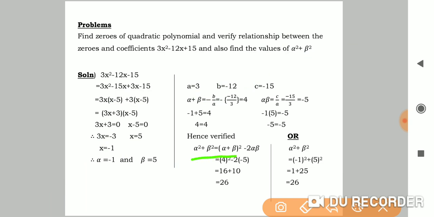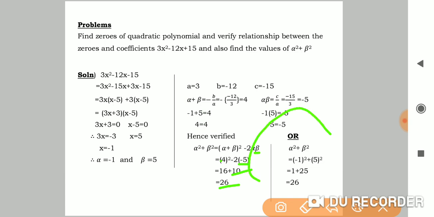Now alpha square plus beta square is equal to alpha plus beta whole square minus 2 alpha beta. Here the alpha plus beta value you have got is 4. So in place of alpha plus beta whole square, we have 4 square minus 2, 2 being a constant here, into alpha into beta. Alpha into beta you have got as minus 5. 4 square is 16, minus into minus is plus, 2 into 5 is 10. So 16 plus 10 is nothing but 26. Therefore the value of alpha square plus beta square is 26.